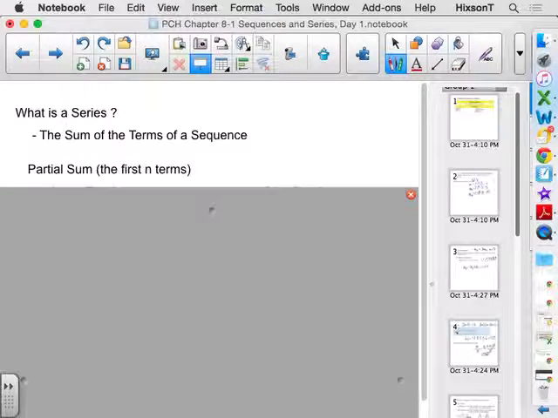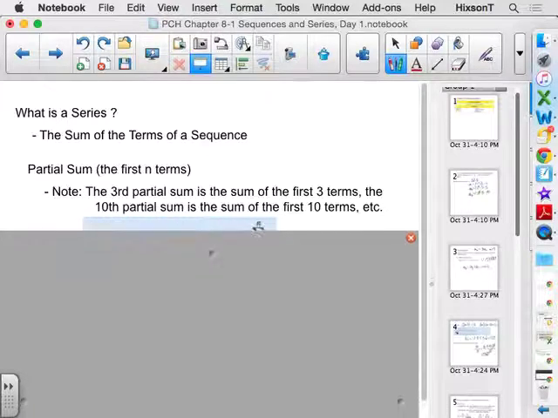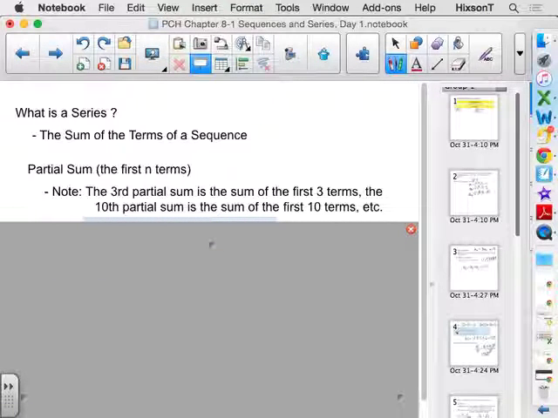Alright, and that's what's called a partial sum. Okay, a partial sum. Now, if we're talking about the third partial sum, that means we're going to add up the first 3 terms of the sequence. If we have the 10th partial sum, we're going to add up the first 10 terms of the sequence. Alright? So we're not trying to be tricky or anything here. It's just whatever partial sum, that's how many terms you're going to add up.